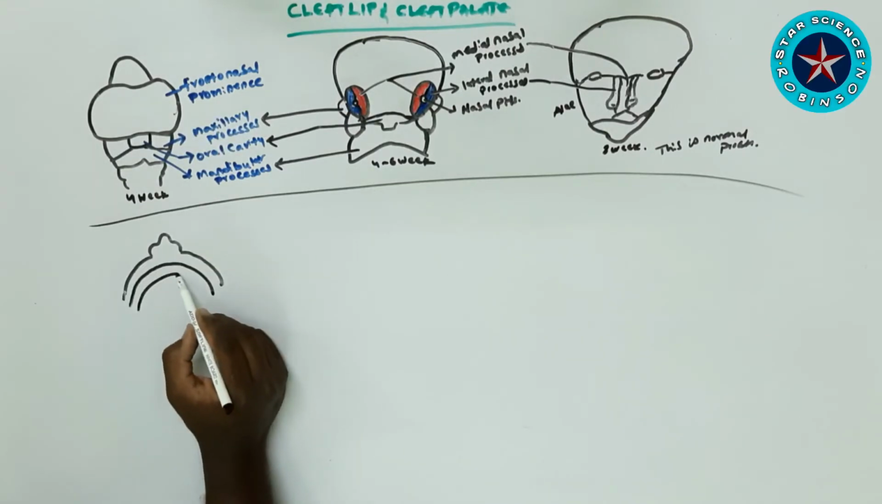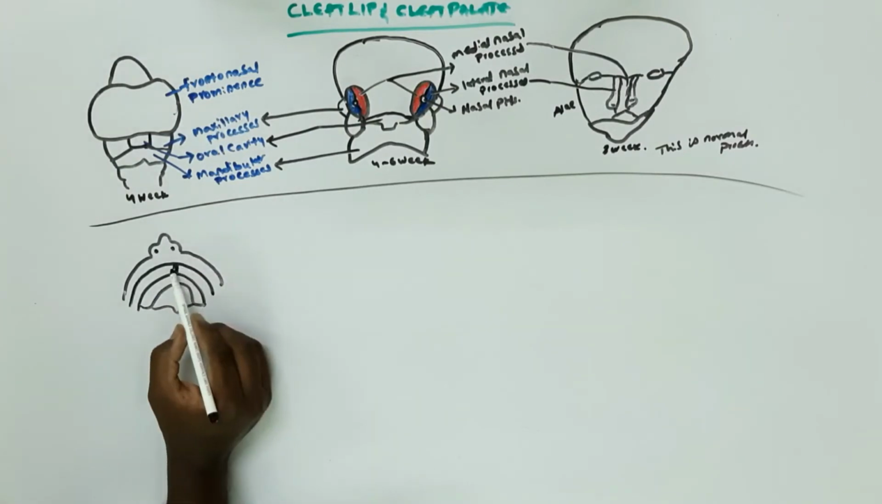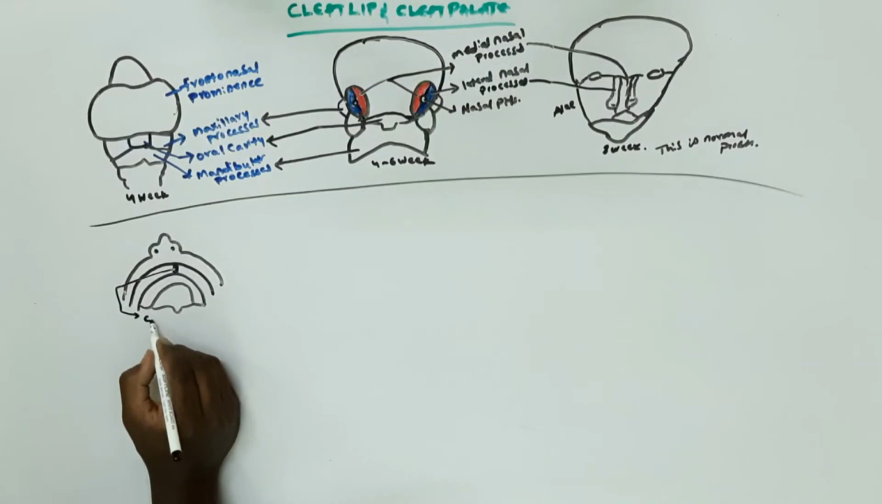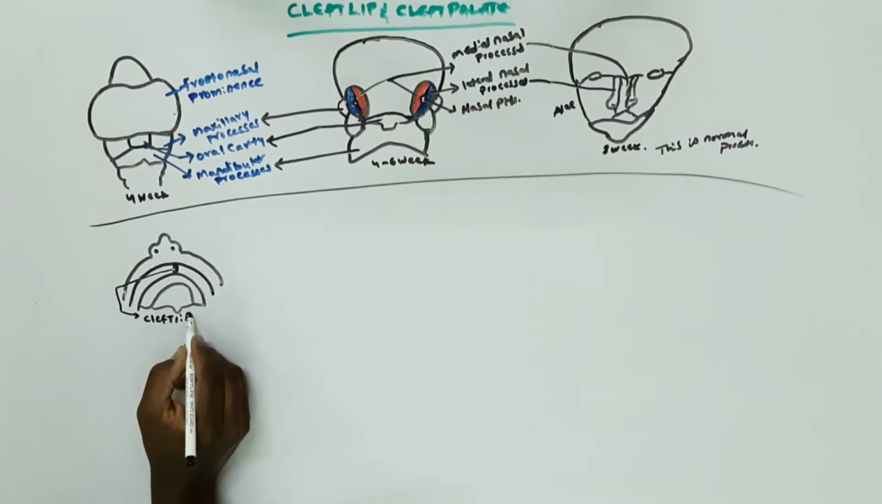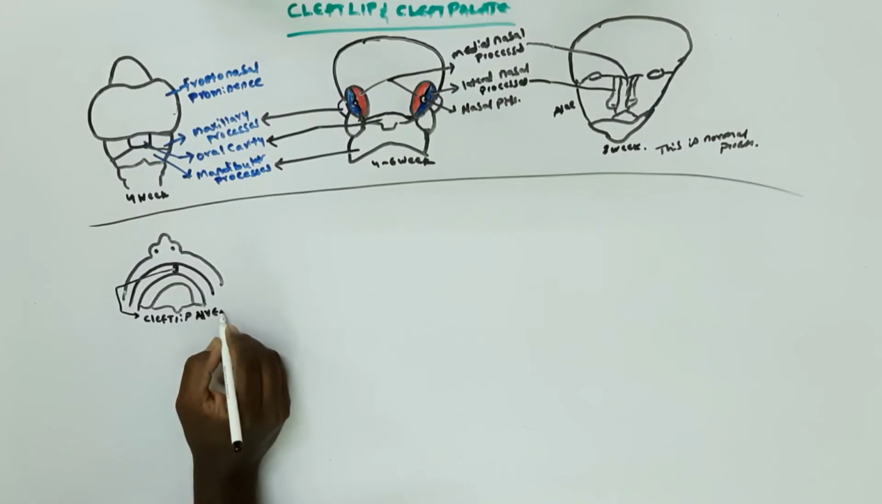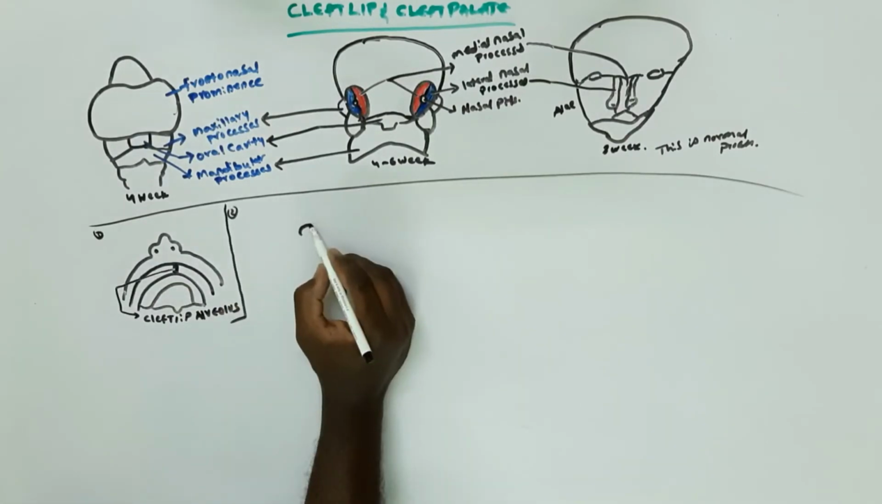The first diagram which I'm showing you right now is about a cleft lip and alveolus. This is the first type of cleft lip. Here we can see there is a gap in the lip near the alveolus, that is the gum. So that is the first type. We'll see the next type in our diagram.